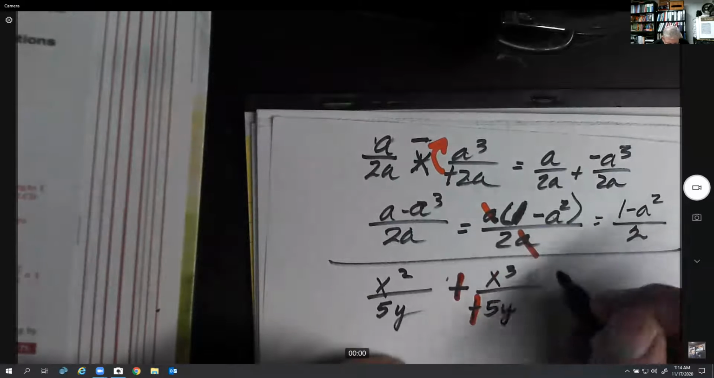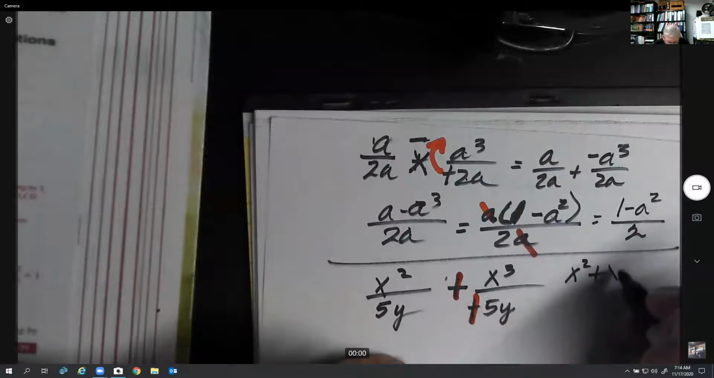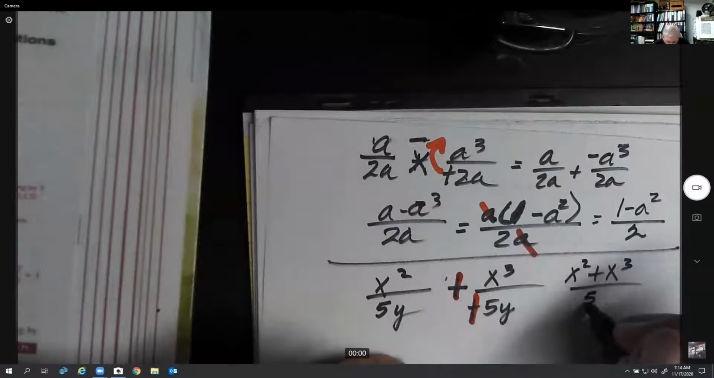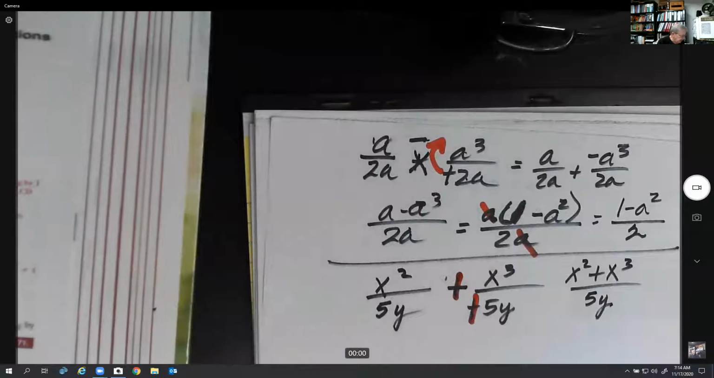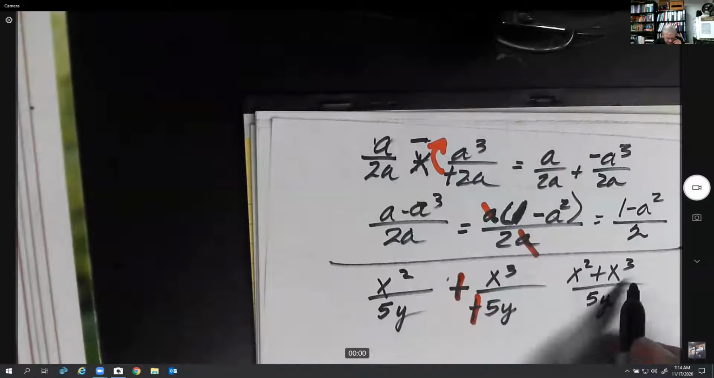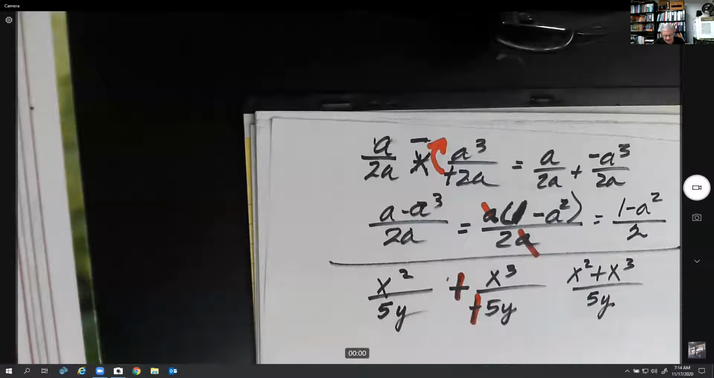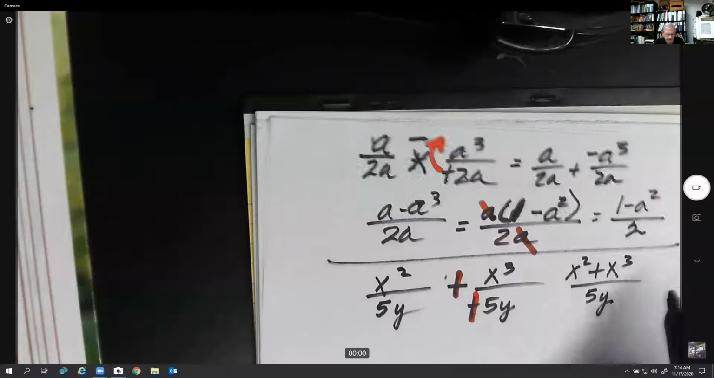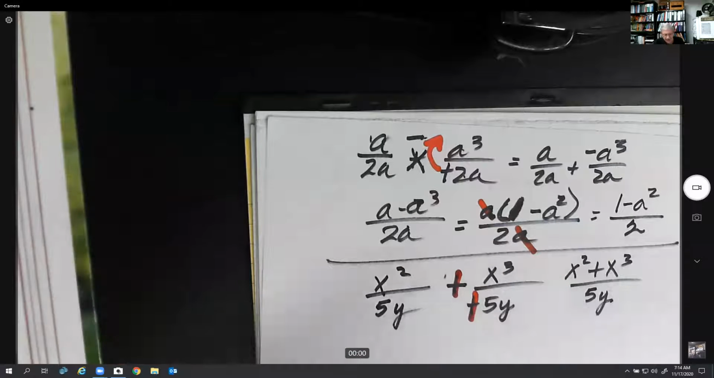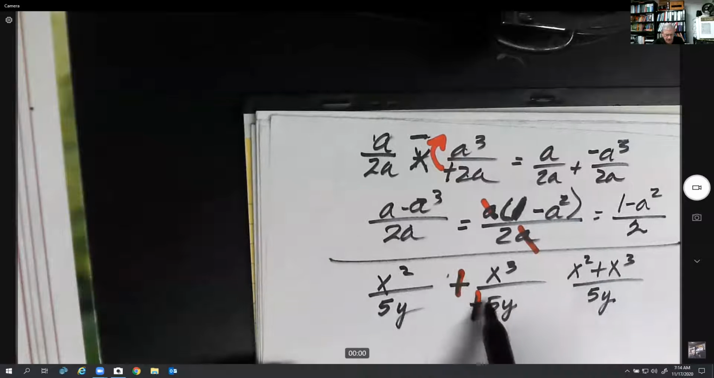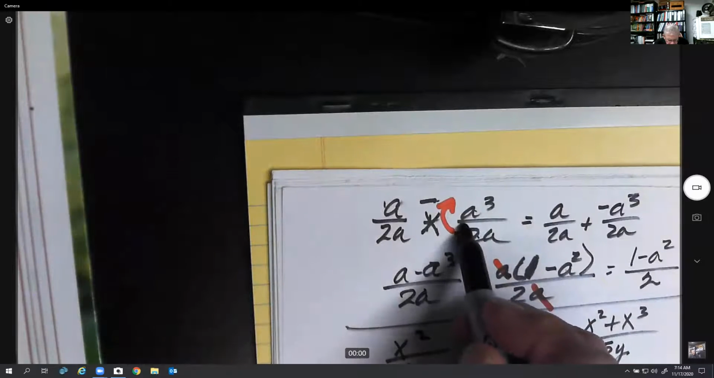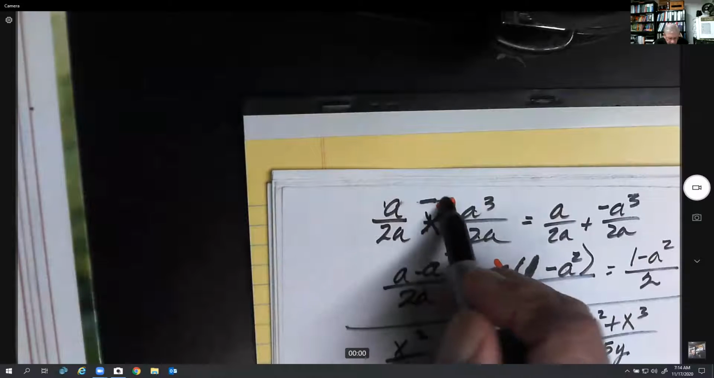Okay, then I would have x squared plus x cubed over 5y. And I probably just stopped there. They went ahead and factored it down. I don't really see the purpose of that because nothing's going to cancel. We try to factor them when we can kind of see there might be a possibility of canceling, but otherwise you're just doing extra work. So, this is like a little negative trick. Change this sign. Same thing here. I could have just changed this sign and changed the operation.